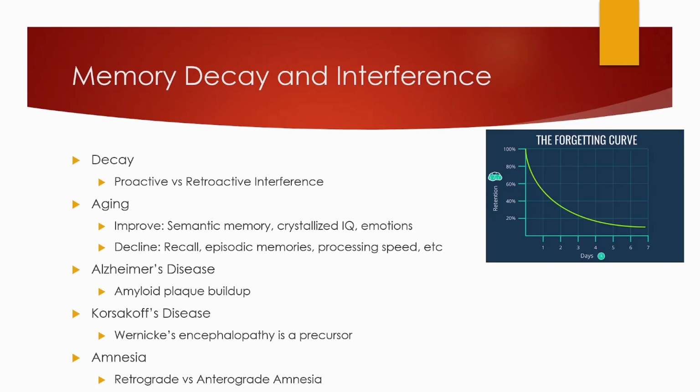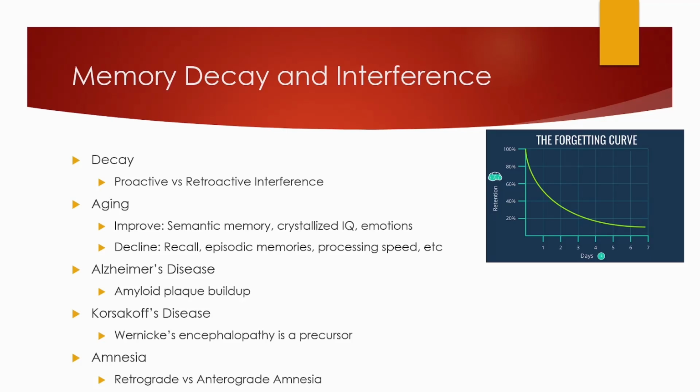Aging also affects our memory. Semantic memory, crystallized intelligence, and emotional processing all improve as we grow older, while recall, episodic memories, and processing speed will decline. Alzheimer's disease and Korsakoff's disease both cause memory loss, but they're slightly different. So let's talk about it.